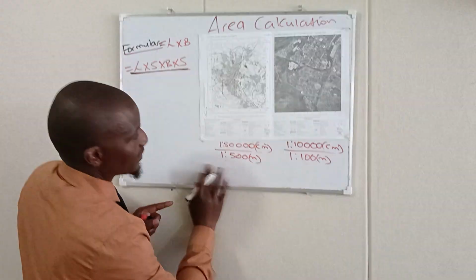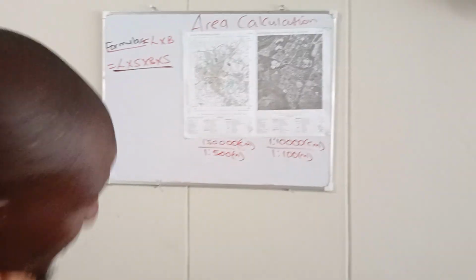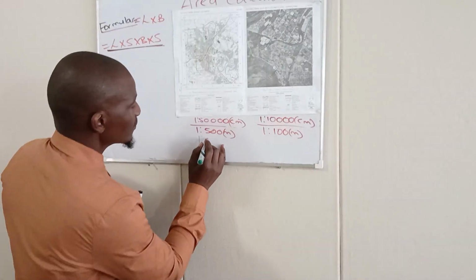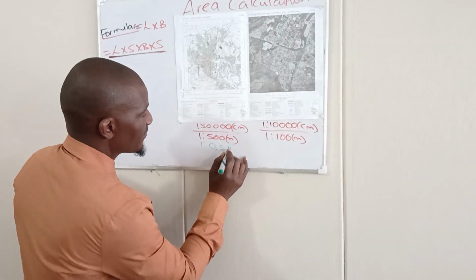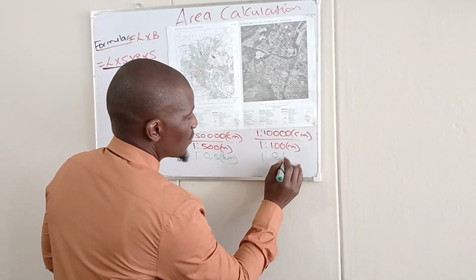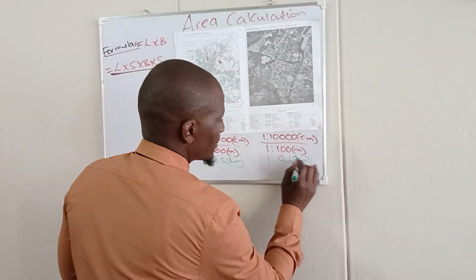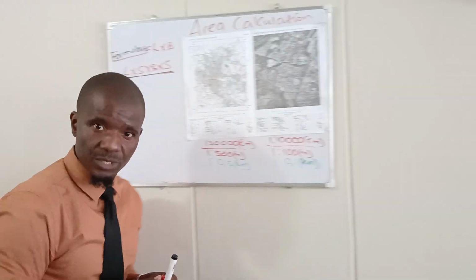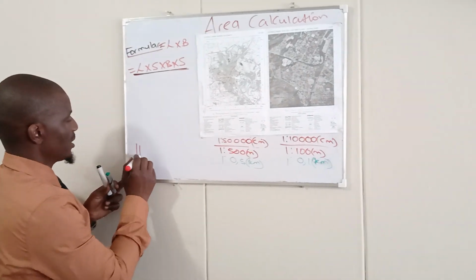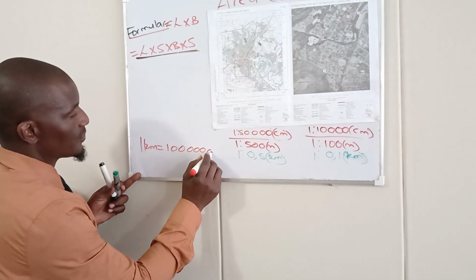So now that I've converted into meters as well, I'm going to convert it into kilometers. I want to make my life easier. So now it's 1 is equal to 0.5. Remember, this is in kilometers. This one is 1 is equal to 0.1. Remember, this is in kilometers. How did I get the 0.1 and 0.5? Remember, our 1 kilometer is equivalent to 100,000 centimeters.